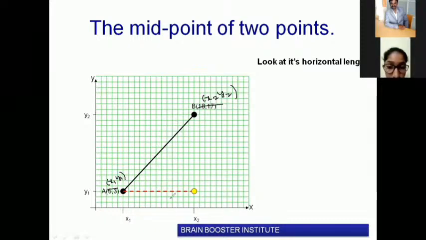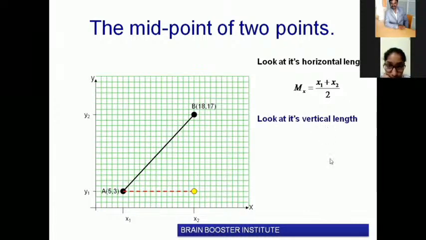We need to find the average of x1 and x2, isn't it? What is the average of x1 and x2? x1 plus x2 by 2. Got it? Now let's check the vertical length: y1 plus y2 by 2. So this is the midpoint exactly.